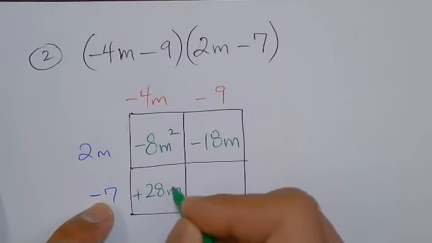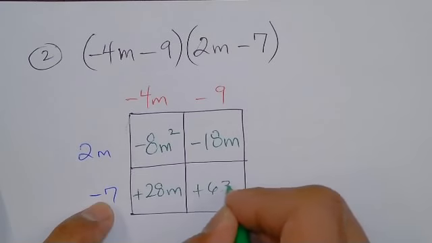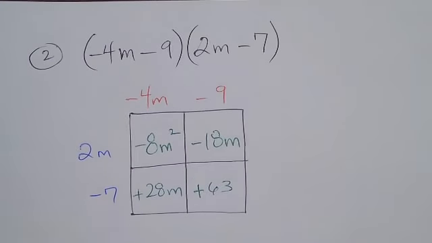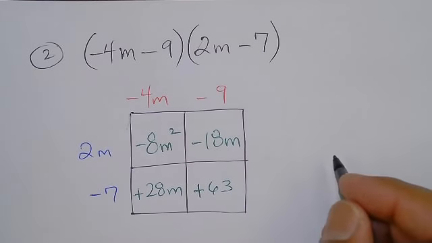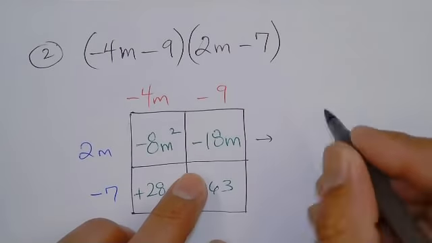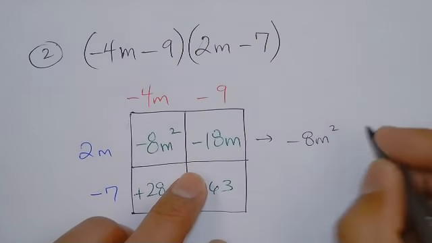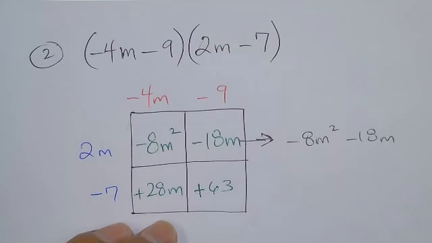Positive or negative? Yeah, negative times negative is positive. Okay, so positive 28m and a positive 63? Correct. Okay. That's it? No, that's not it. These are the parts, but I'm going to write negative 8m squared minus 18m.